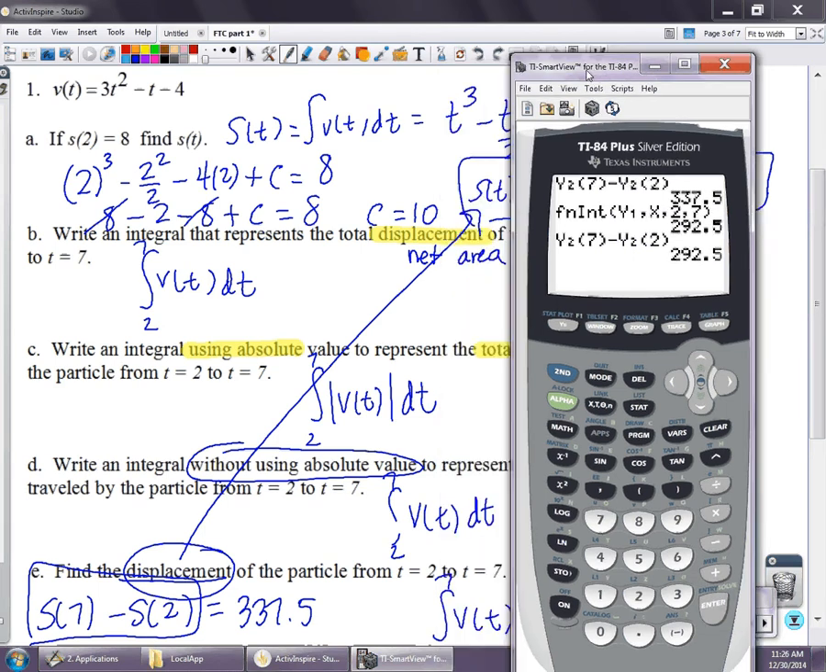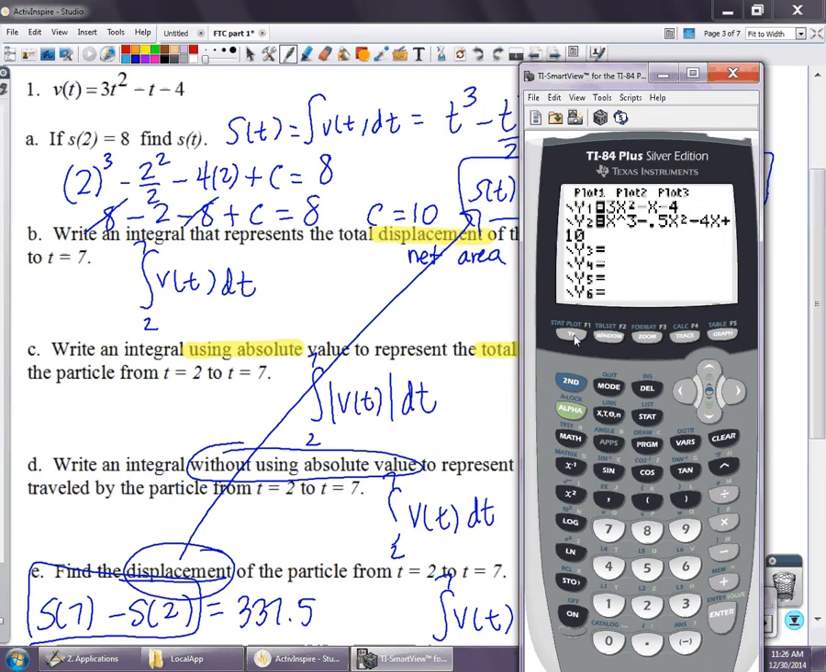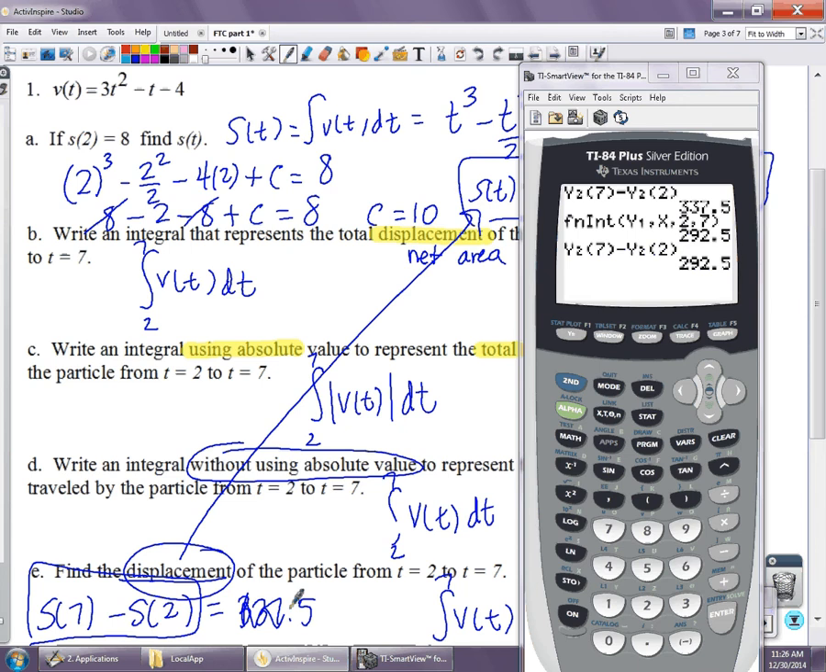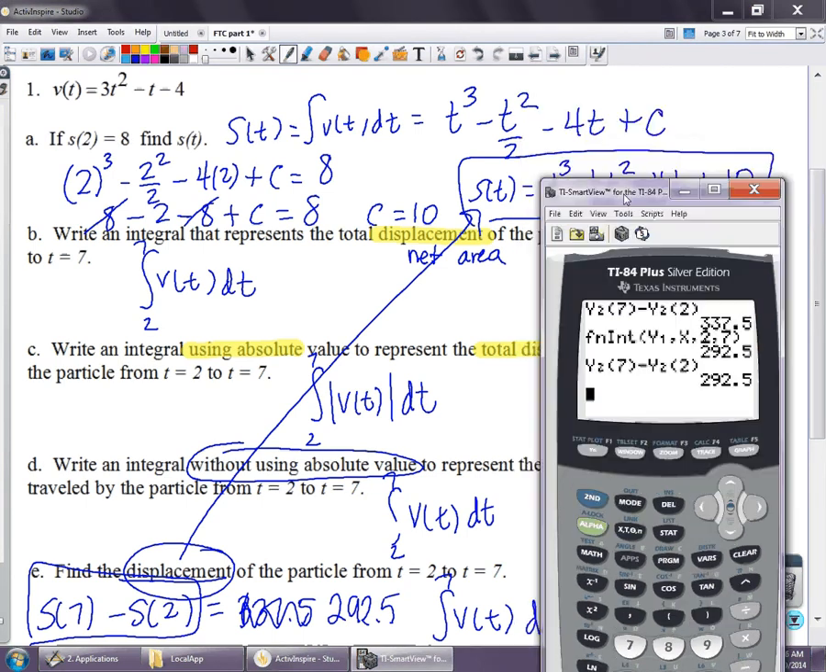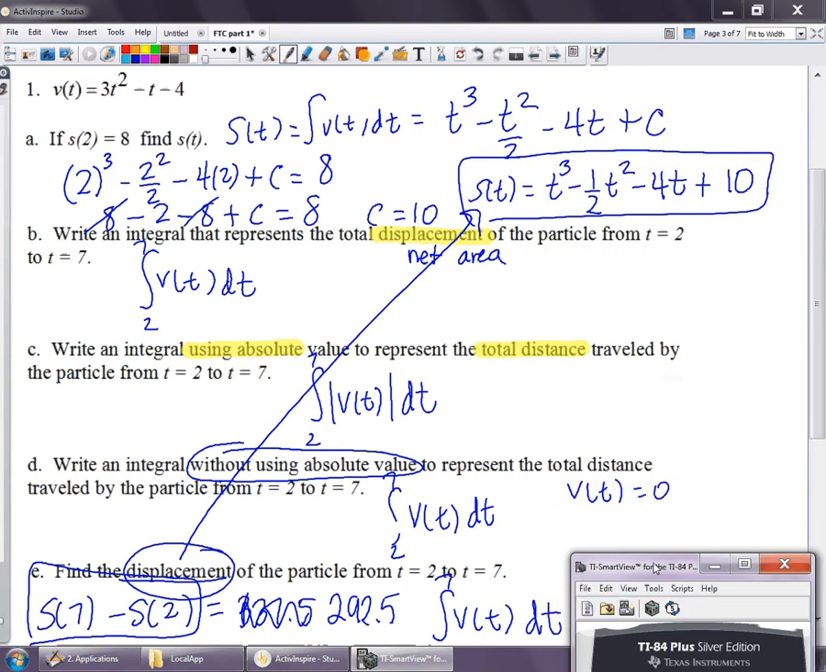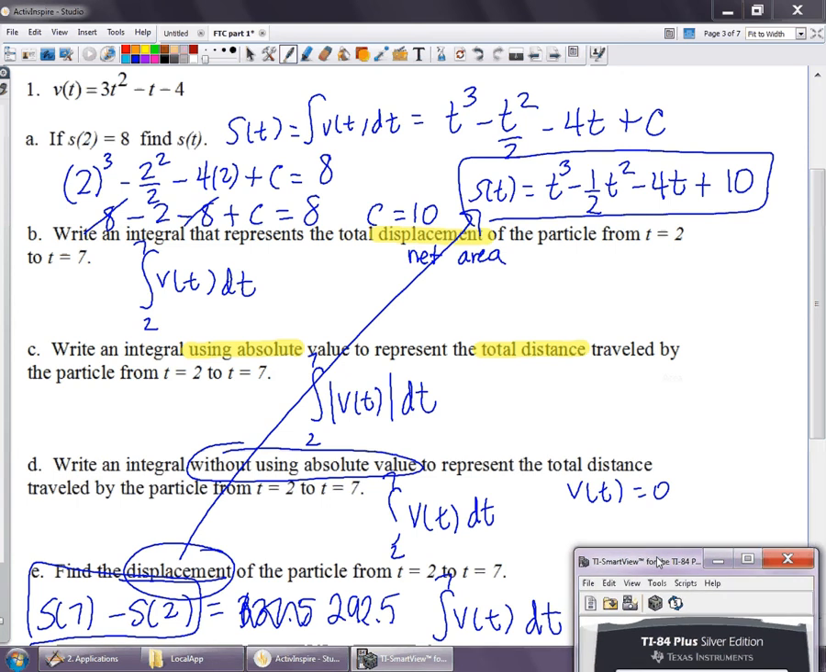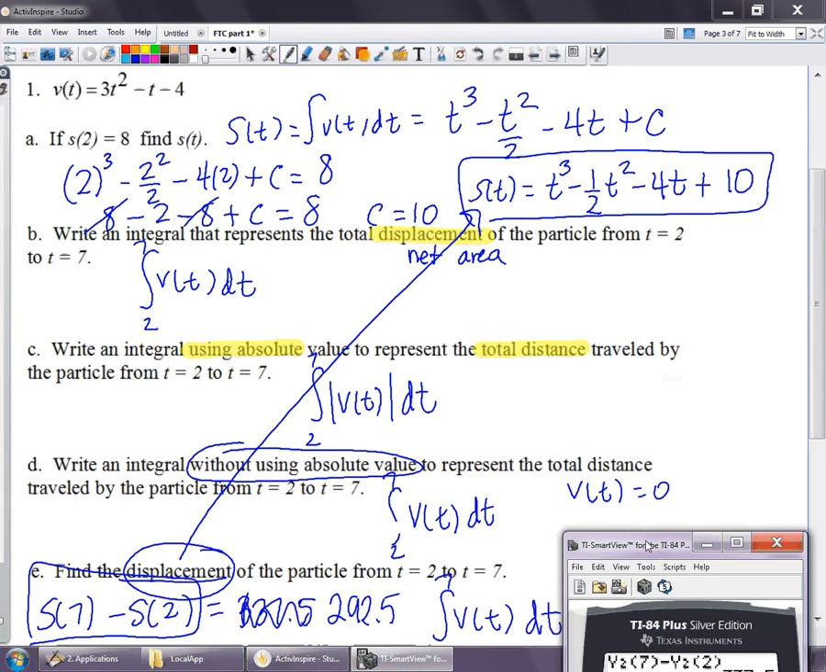Okay, I paused the video and I found my mistake. When I typed in the position function, I typed in the wrong sign for the second term. So I do want you to see that when I went back and reevaluated, y2 of 7 minus y2 of 2 is 292.5. So, good, they do agree. So the fundamental theorem of calculus is true. We have not disproven it, and we're not going to go down in history in a calculus book for disproving the fundamental theorem of calculus.